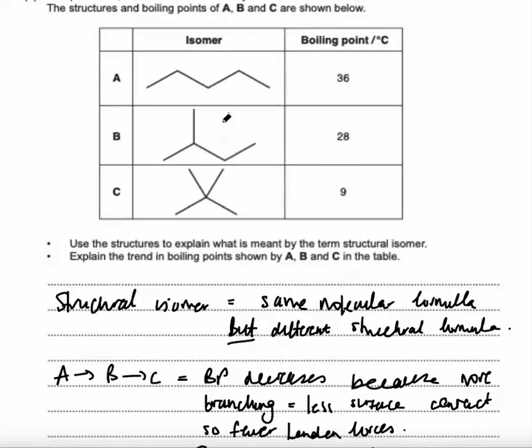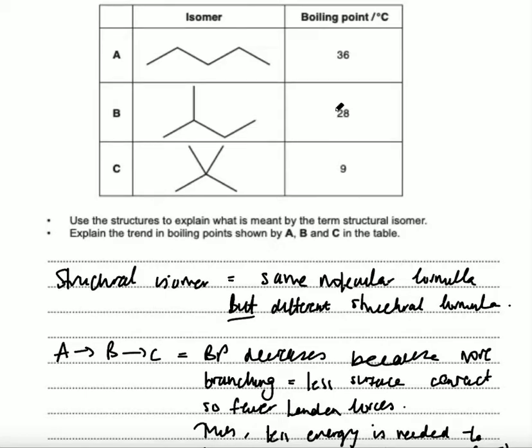So structural isomers just means that they have the same molecular formula. So all of them will be, 1, 2, 3, 4, 5, so it will be all C5H12 if we count it. But they'll have a different structural formula. And so same molecular formula, but the way they're drawn is different. So that's what is meant by structural isomer. So now they want the trend in boiling point. So as you can see, boiling point decreases. So A is greater than B, which is greater than C.